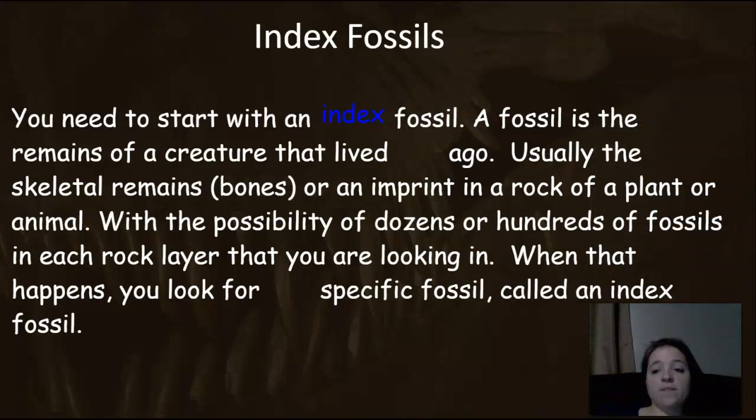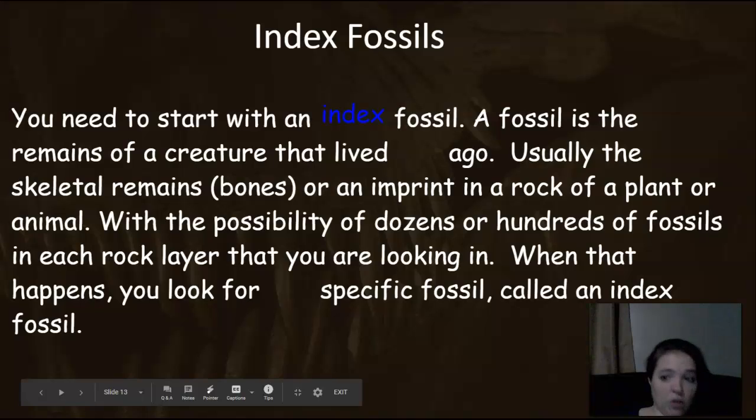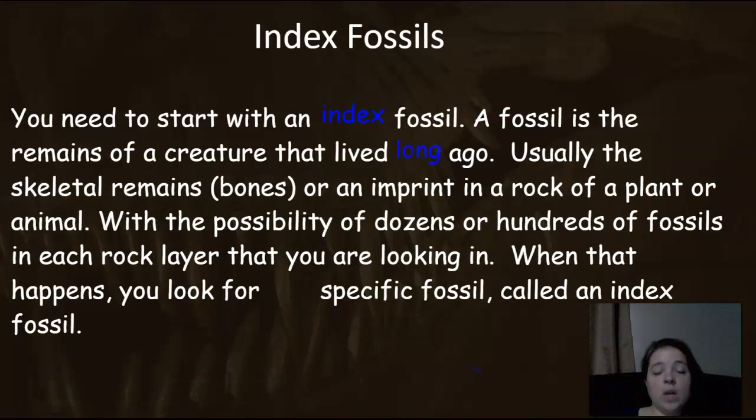A fossil in general is the remains of a creature that lived a long time ago. So usually it'll be skeletal remains, like bones, or an imprint in a rock of a plant or an animal. If you've ever been to the shore and picked up a rock that had what looked like an old shell in it, that's an imprint, that's a fossil.